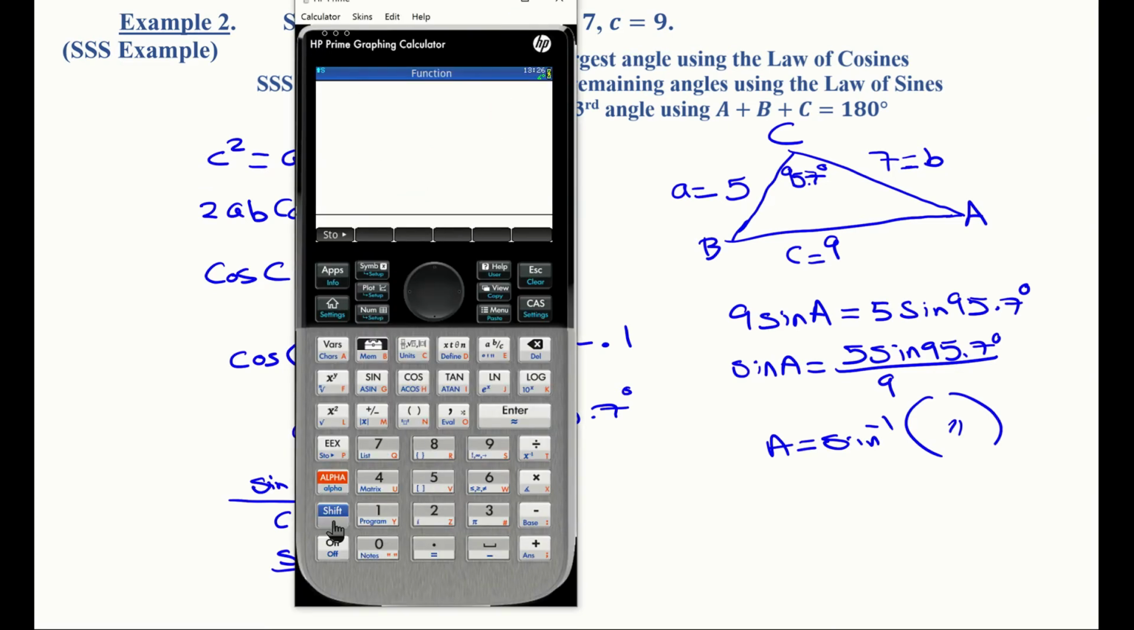All right, so we want inverse sine of 5 sine 95.7, 5 times sine of 95.7, and we will divide that by 9. All right, we'll take 5 seconds to quickly check, make sure we typed it in correctly, and we should be good. All right, so we end up with around 33.6 degrees for A.